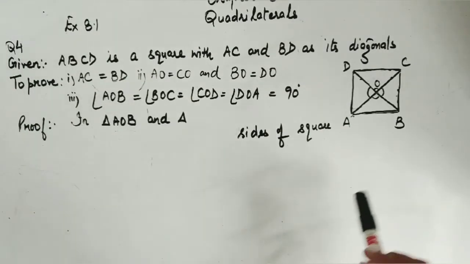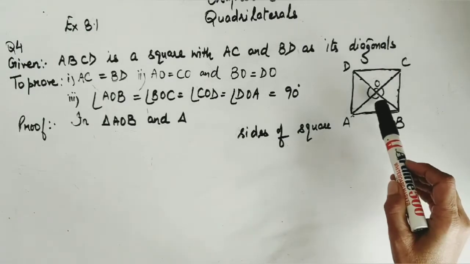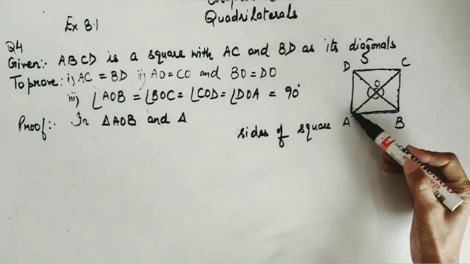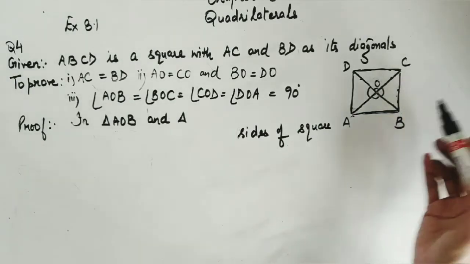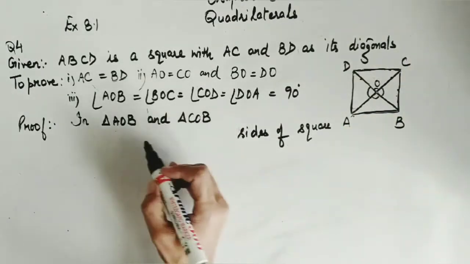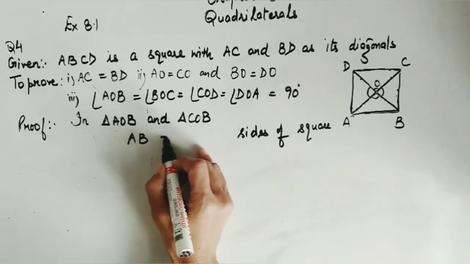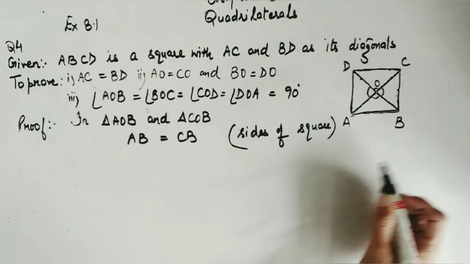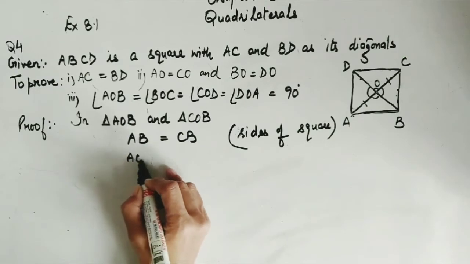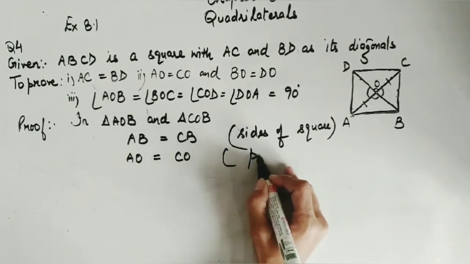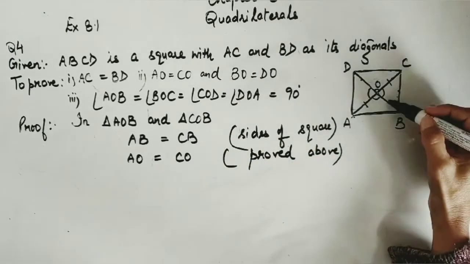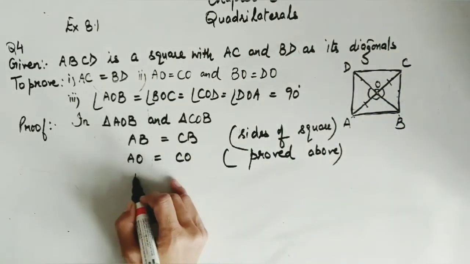For the third part, we would be taking consecutive triangles because we are asked to prove that these angles are 90 each. So I am taking triangle AOB and COB. In these two triangles AOB and COB, first is AB is equal to CB. Why are they equal? They are sides of a square. Then next is AO is equal to CO, we proved in the previous case. AO is equal to CO, proved above. Just write proved above, that would do. And one thing more, that's a common side, BO is equal to BO.